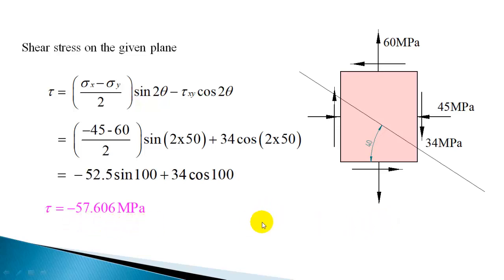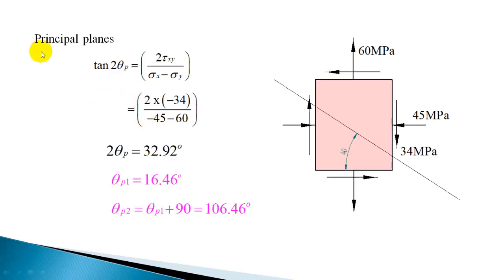Now let us find out the principal planes. Principal planes you can find out as tan 2 theta p is equal to 2 tau xy divided by sigma x minus sigma y. So it is equal to tau xy is minus 34. So 2 into minus 34 divided by sigma x is minus 45 minus sigma y is 60. So you will get 2 theta p is 32.92 degree, or theta p1 is 16.46 degree.